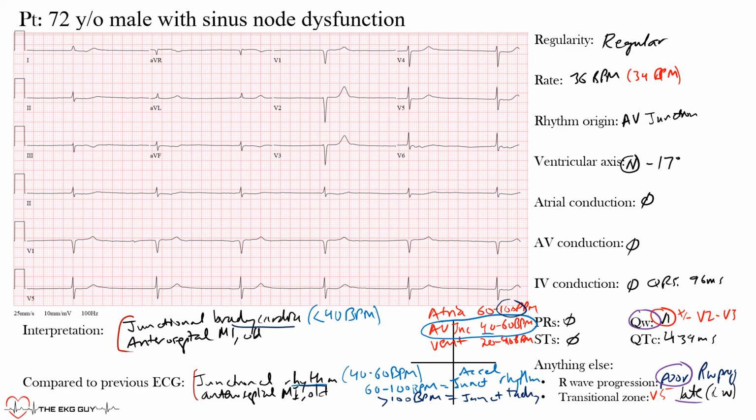All right. Well, that's all we got for this week. So we have a junctional bradycardia and an old anteroseptal MI that was there from prior.